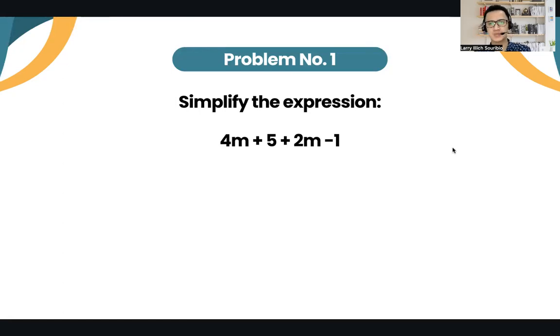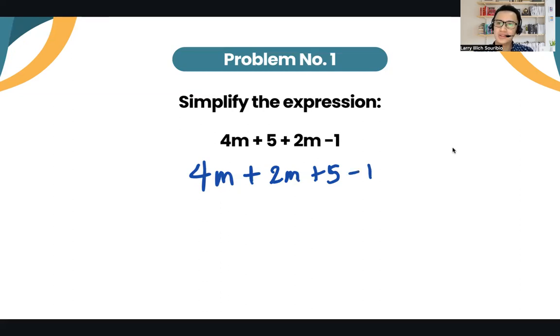We have simplify the expression 4m plus 5 plus 2m minus 1. Basically, we're just going to group the variables together, those that are similar. So those numbers with literal coefficients or those with letters, we group them together. And those numbers that are standing alone, we should also group them together. So we have first the variables 4m plus 2m. So we have 4m is one of these variables, and then positive 2m, we can also group them together. And then we would group 5 and then negative 1.